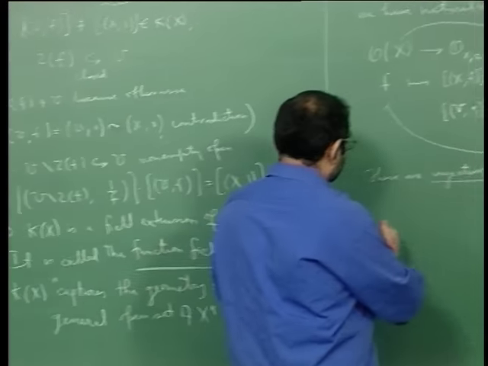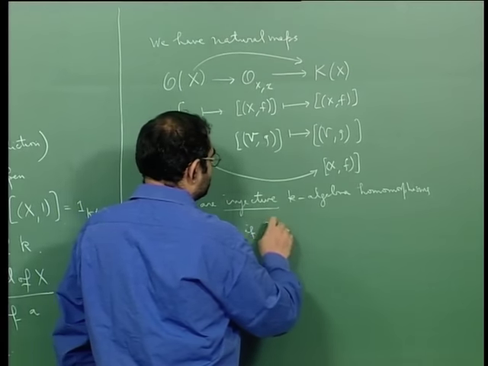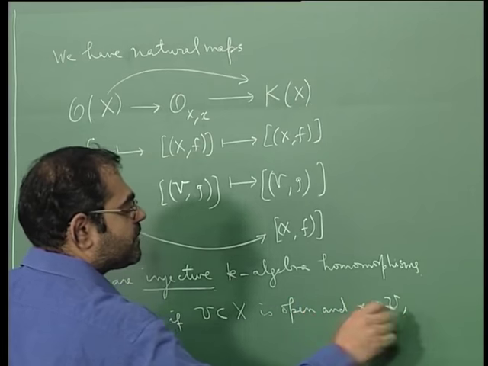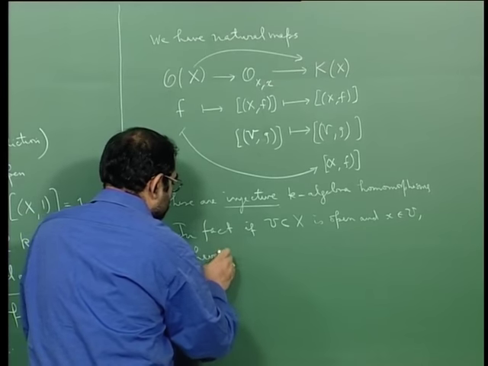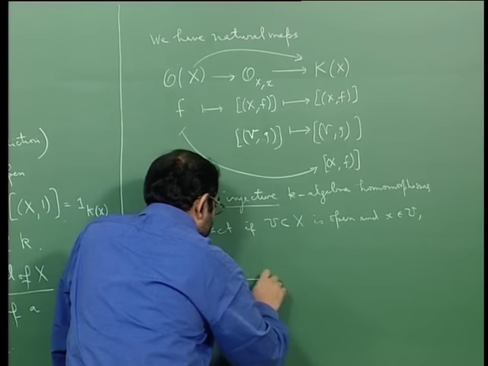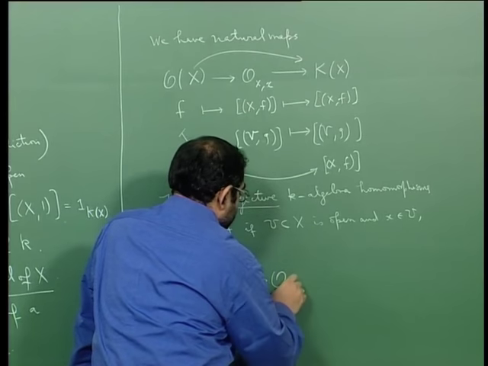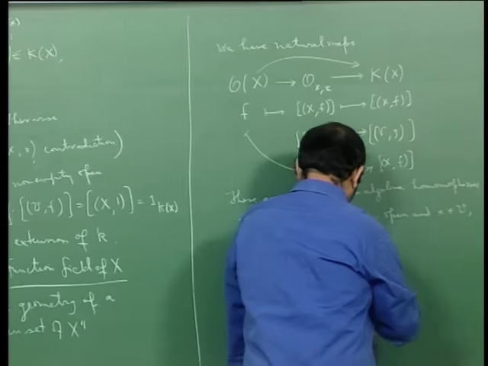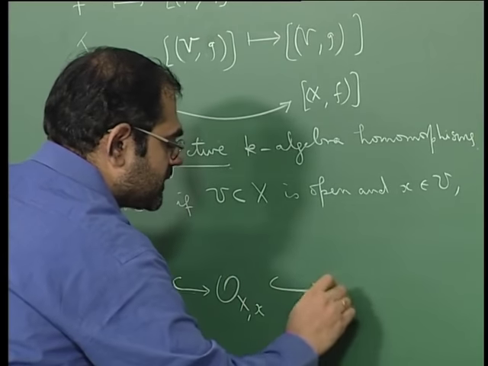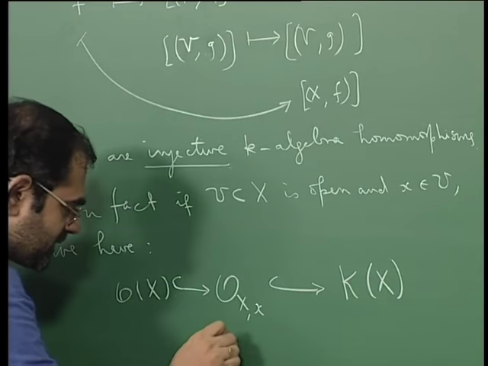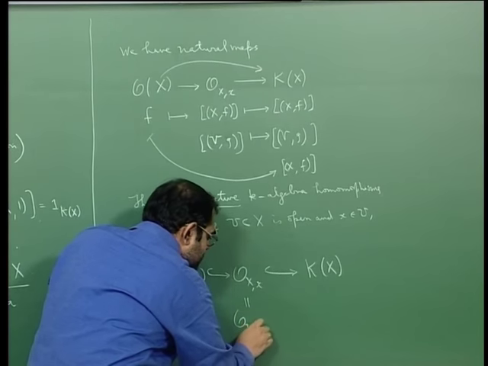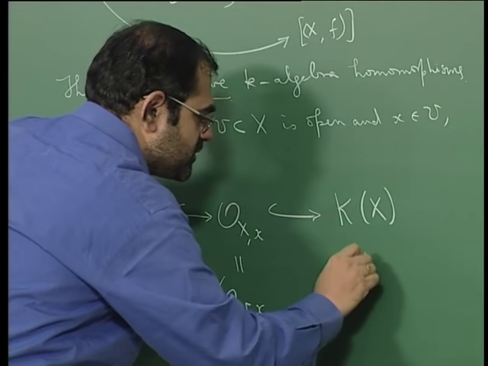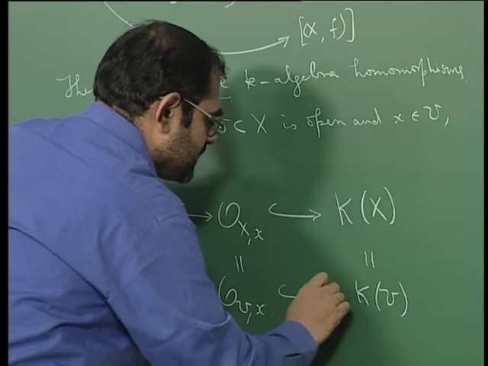So, in fact, what will happen is that if U is an open subset of X, and small x is in U, then we have a commutative diagram, with equalities. At the level of local rings and at the level of function fields you are not going to have any difference. I'll put a hook arrow saying that you are considering these as subrings. This will be the same as O_{U,x}, this is O_U, and this will be the same as K_U, and this will sit inside.